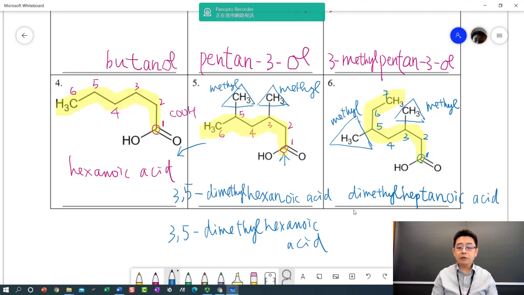And then positions 3, 5. Hyphen. Okay, we write 3,5-dimethylheptanoic acid.